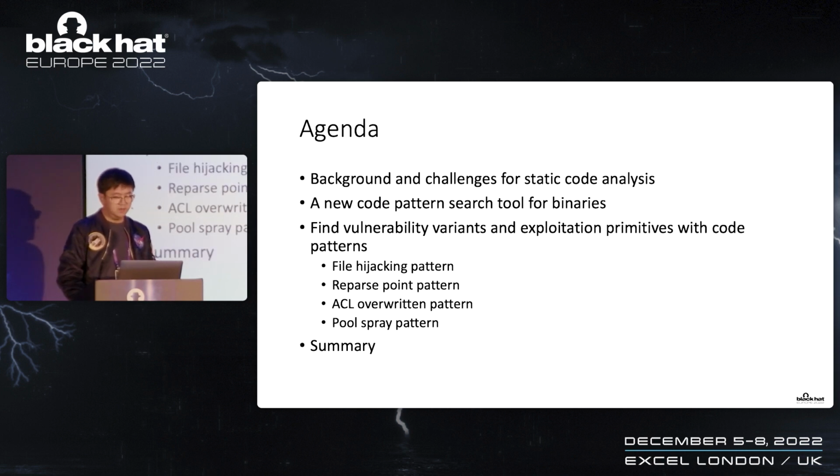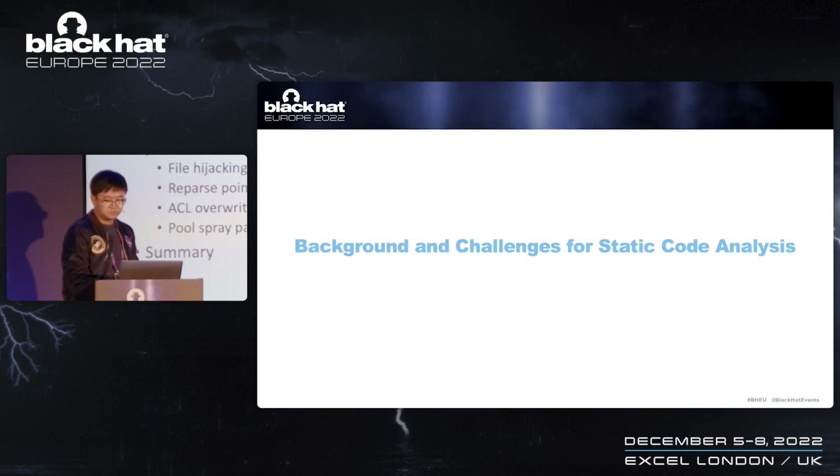Here's the agenda. Firstly, we'll cover background challenges, why we need code pattern search, and why we need a new code pattern search tool for binaries. Second, we'll cover everything about a new pattern search tool for binaries. And then we'll introduce how we create and search for unique code patterns in Windows binaries with our tool and find vulnerability variants and exploitation primitives. Last, summary and takeaways.